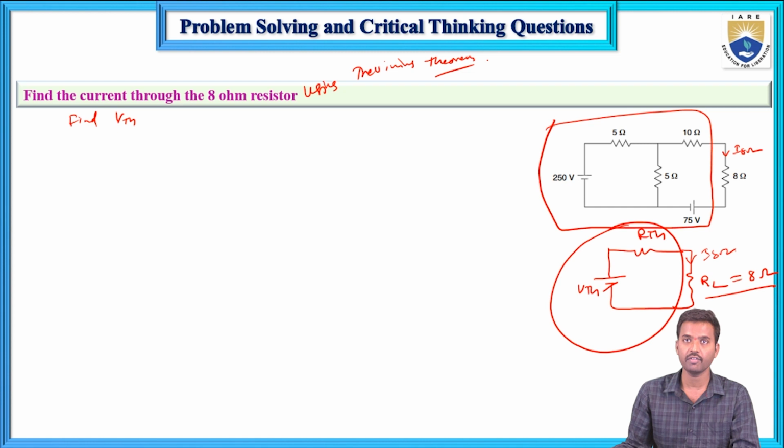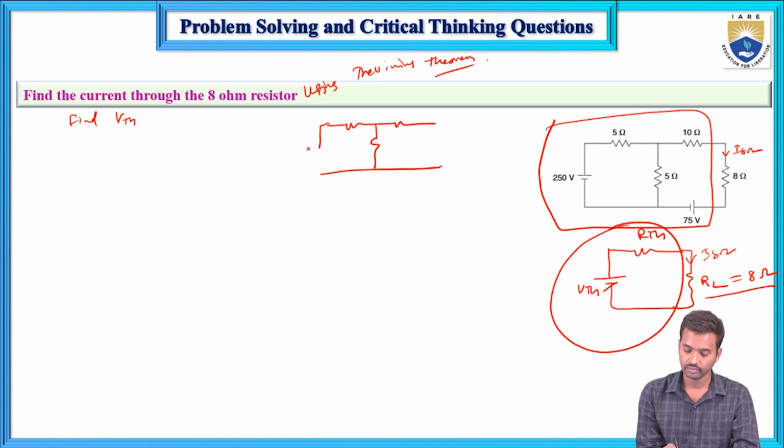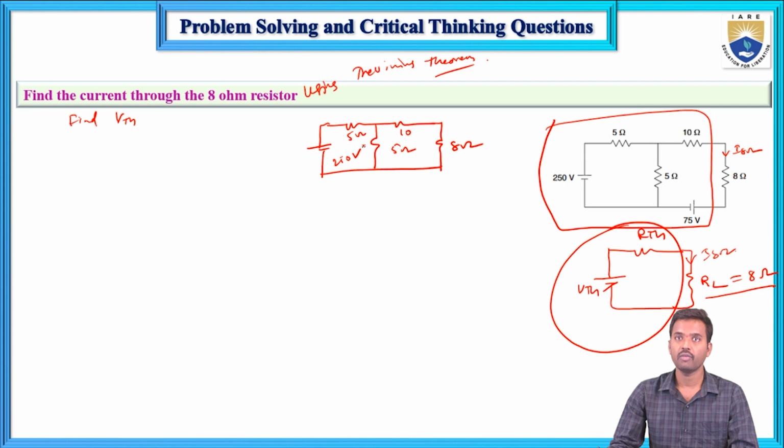How will you calculate the Thevenin's voltage? First remove the load resistance from the given circuit and calculate the open circuit voltage. So now I am drawing the circuit: the 8 ohms resistor and 10 ohms resistor, next a 5 ohms resistor, another 5 ohms resistor, and a 250 volts source.